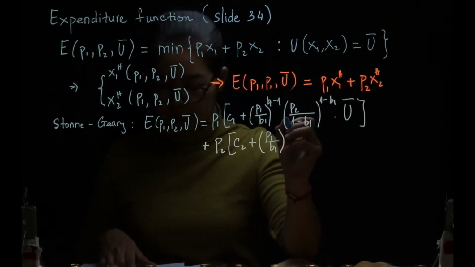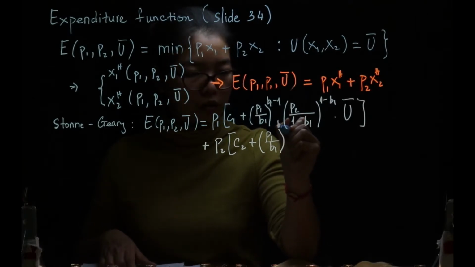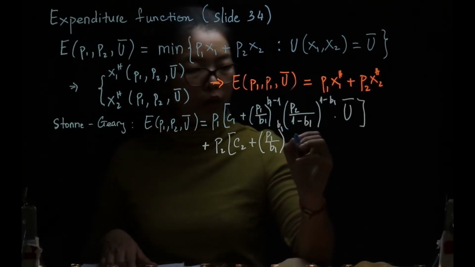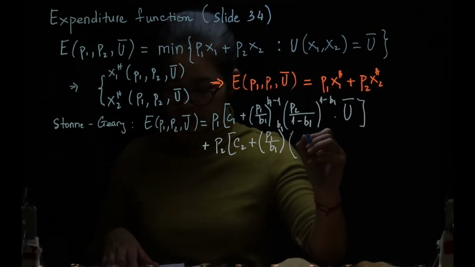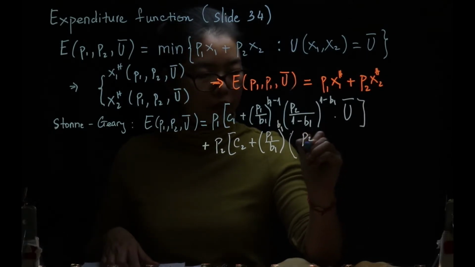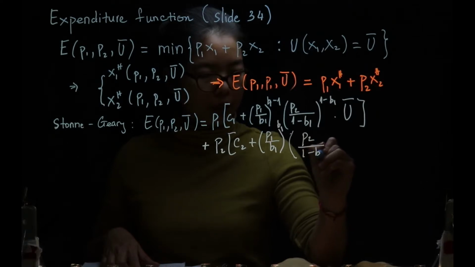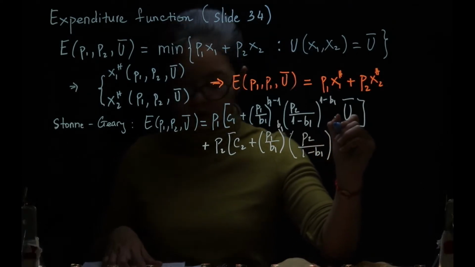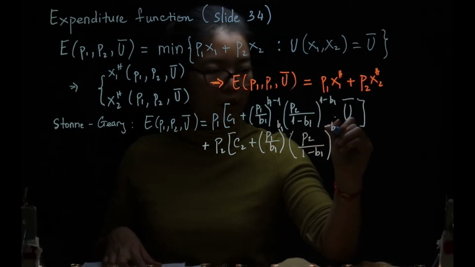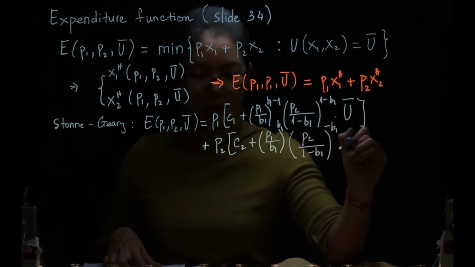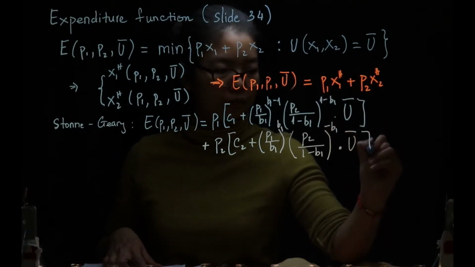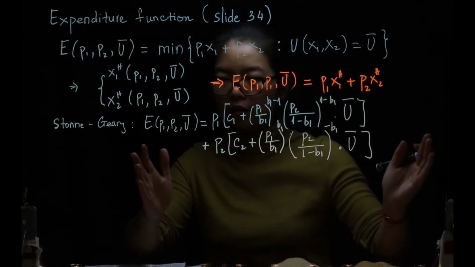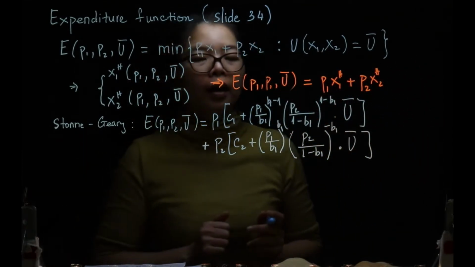Plus P2 times C2 plus again (P1 over B1) to the power of B1. Oh, it's a little bit dense here, so let's write it a bit lower. (P2 over 1 minus B1) to the power of minus B1, then again times U bar. So this is the expenditure function.